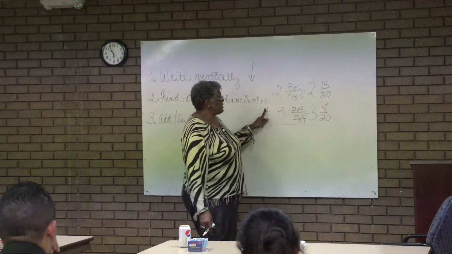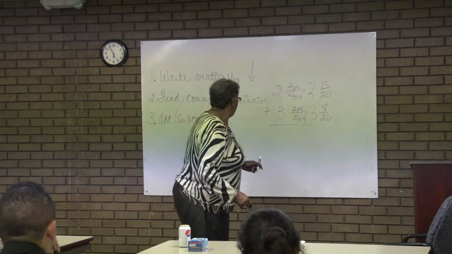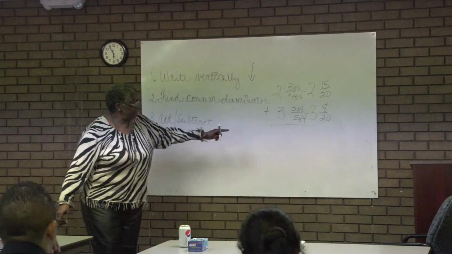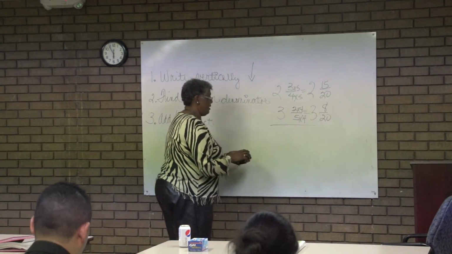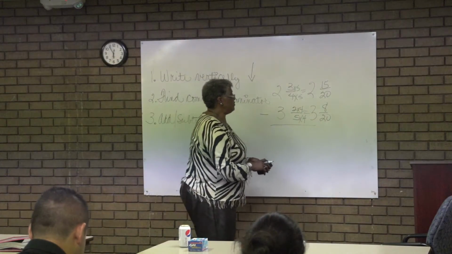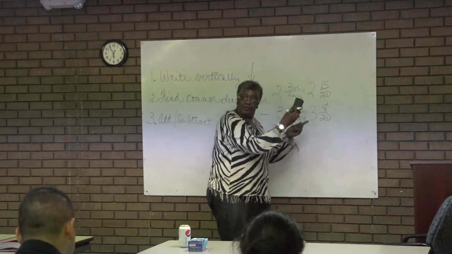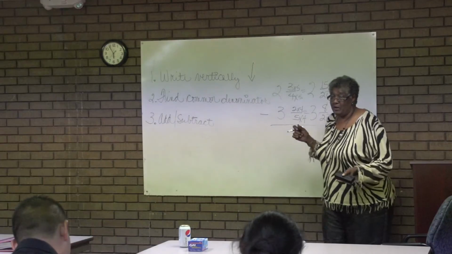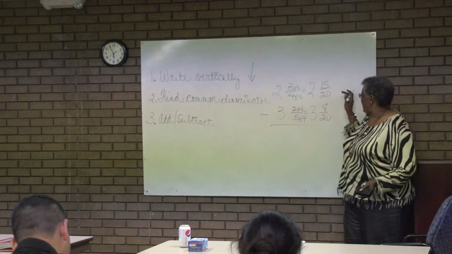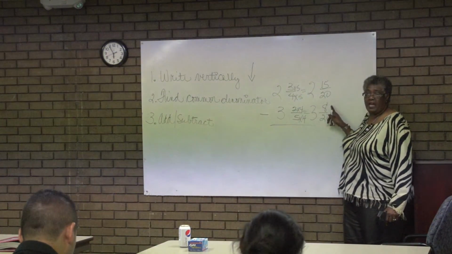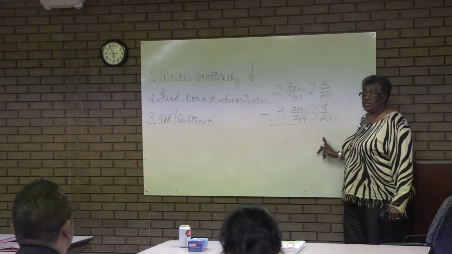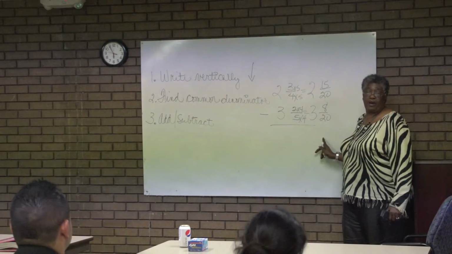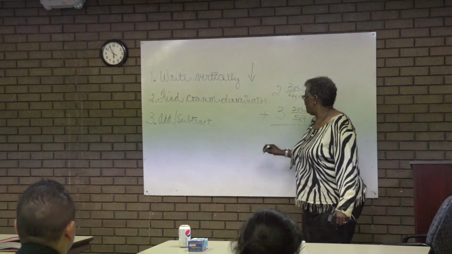If this was a subtraction sign here, I still would have written it vertically. I still would have gotten a common denominator. But now when I get here, of course, these wouldn't be a 2 and a 3, it would be a 3 and a 2, because I can do it, but I get a negative. But just looking at the fraction here, I had 15 of them, I gave you 8 of them, I just have 7 of them left, right? So you either add or subtract the numerator when you get to this point.